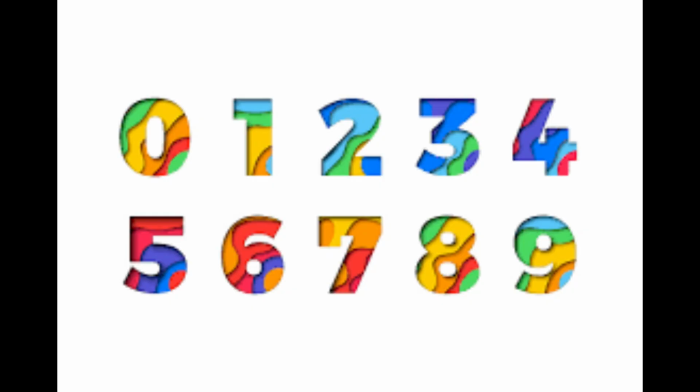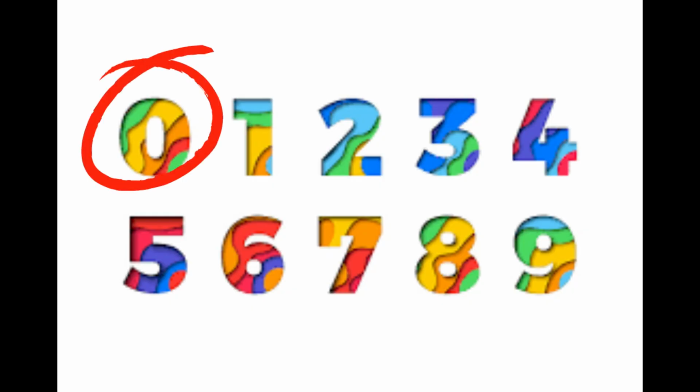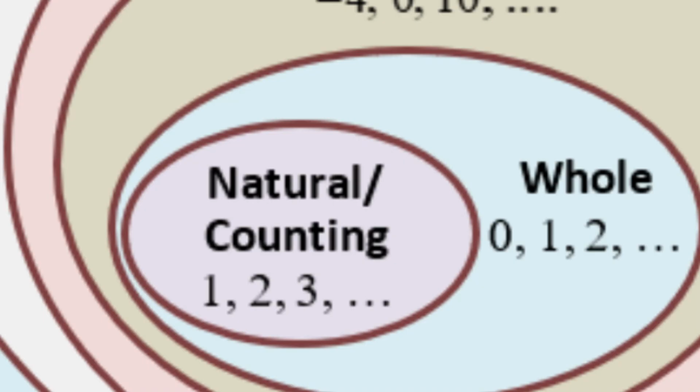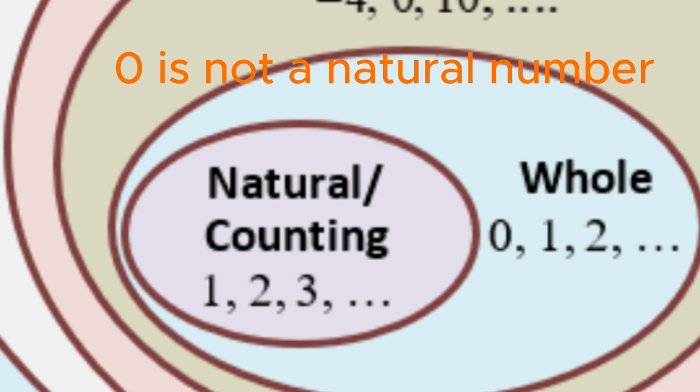Whole numbers are the natural numbers, but we put 0 in front of them. So 0, 1, 2, 3, 4, 5, 6, 7. Those are the whole numbers. And if you are keen, you'll realize that all the natural numbers are whole numbers. Natural numbers are a subset of the whole numbers. All natural numbers are whole numbers, but not all whole numbers are natural numbers, because 0 is not a natural number.